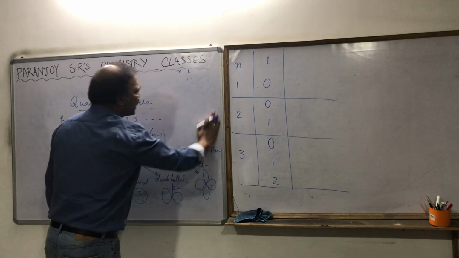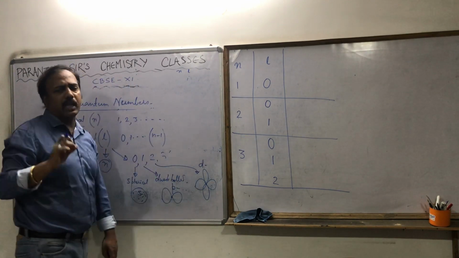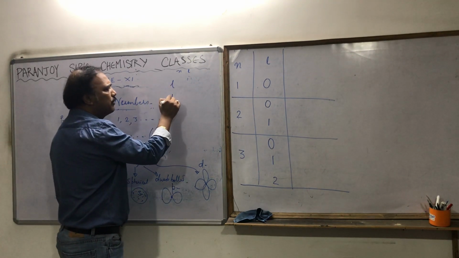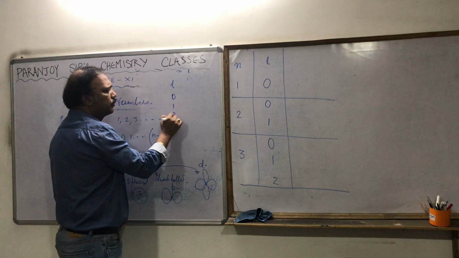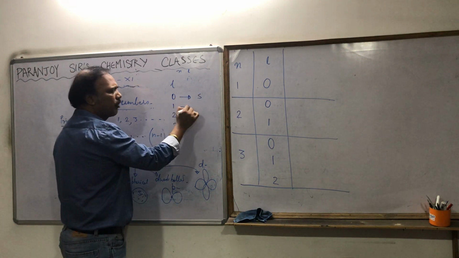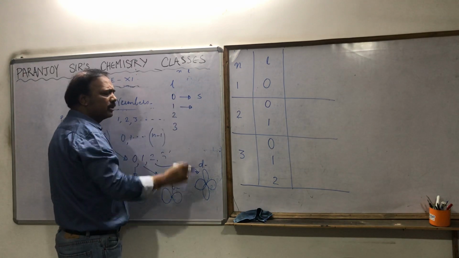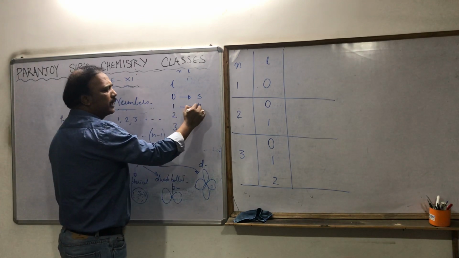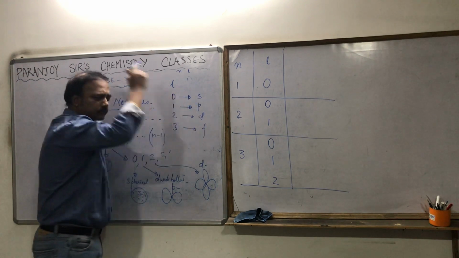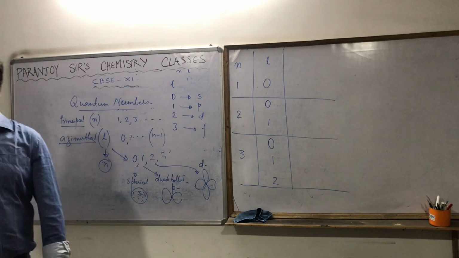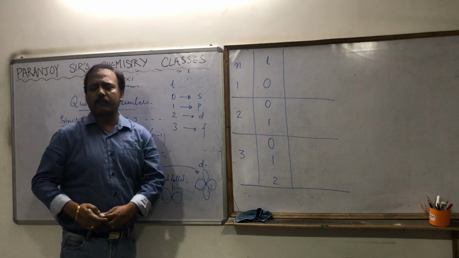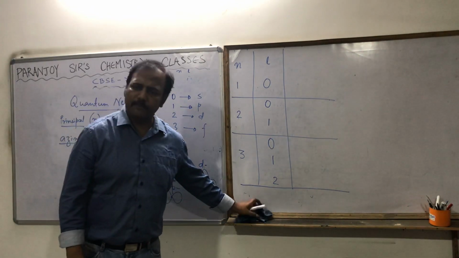So please understand that n is telling us about the shell. L, as I told, the value of L can be 0, 1, 2 and 3. If L is equal to 0, it is s orbital or s orbit, you can say orbit at this moment. 1 is p, 2 is d, 3 is f. These are the different orbits, and they are differentiated from each other just by the shape. Their shapes are different.